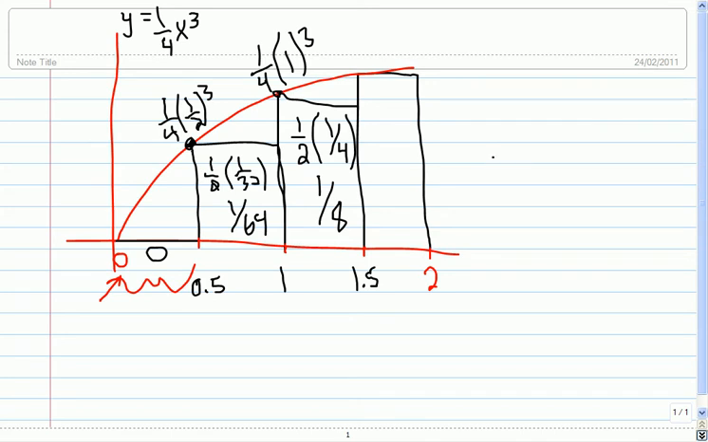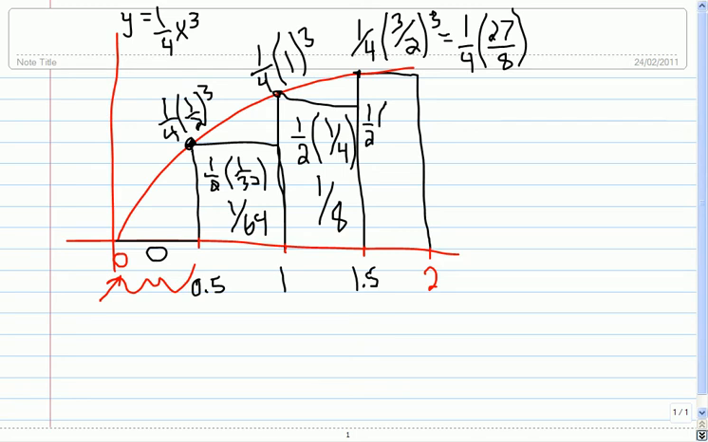Okay, and then in the last rectangle, this is going to be 1 quarter. And at 1.5, it'd be easier to look at it like 3/2 cubed. So this would be 1/4 times 27 over 8. This is just having a bad pen day here. 27 over 8. Okay, so it would be 27 over 32.